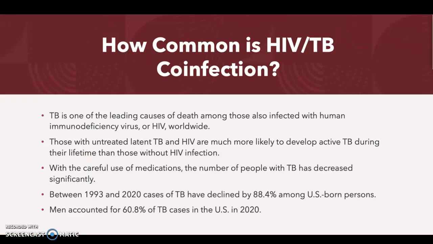So how common is HIV and TB co-infection? Tuberculosis is one of the leading causes of death among those that have HIV worldwide. Those with untreated latent TB and HIV are much more likely to develop active TB during their lifetime than those without HIV infection. Between 1993 and 2020, the cases of TB have declined by 88.4% among U.S.-born persons, and men account for 60.8% of the TB cases in the U.S. in 2020. That goes with careful use of medications, decreasing those numbers significantly.